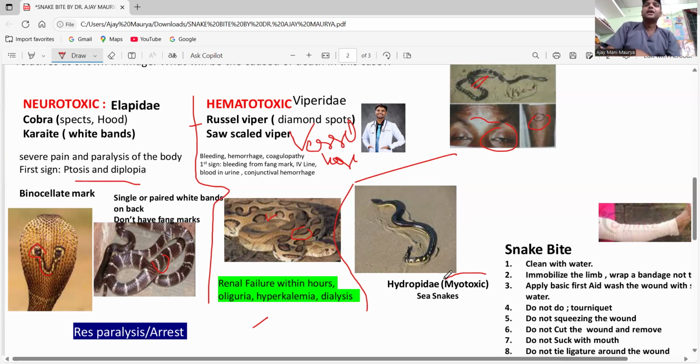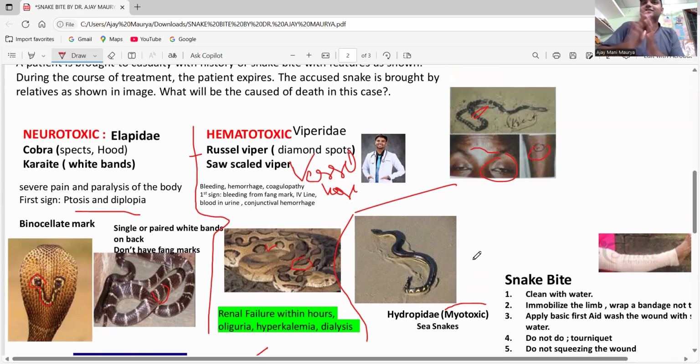What is myotoxic? Actually, this snake is not going to be more poisonous. But if you are bitten by this snake, guys, it means the whole muscles, all the 637 muscles, are going to be what? Cramping. Every muscle will get cramps and more pain. So it means you are bitten by the myotoxic snake, that is a sea snake. Okay, clarity done. So these three snakes are enough to remember for the exam.